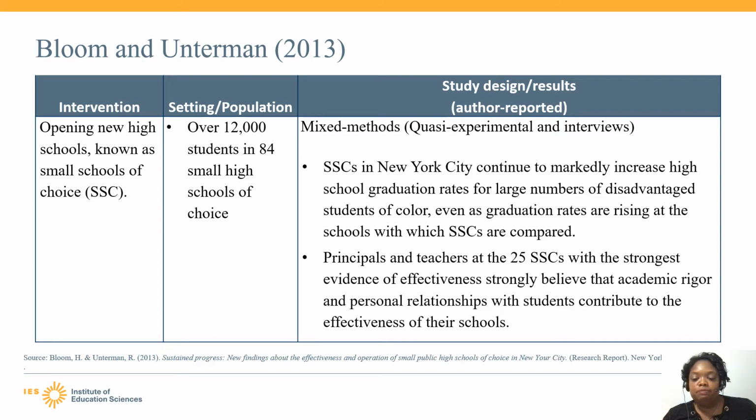In this third installment of the study, new evidence was emerging that the small schools of choice may increase graduation rates for special education students and English language learners. However, given the still limited sample size for these subgroups, the evidence was not definite and more student cohorts will have to be added. The qualitative data of this particular study showed that the principals and teachers at 25 of the small schools of choice with the strongest evidence of effectiveness strongly believed that the academic rigor and personal relationships with students contributed to the effectiveness of their schools.